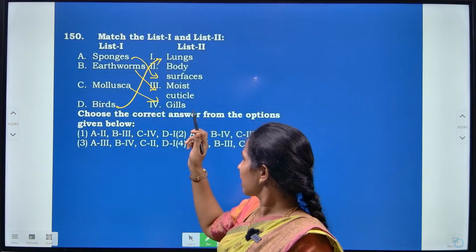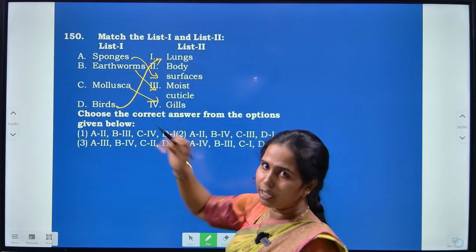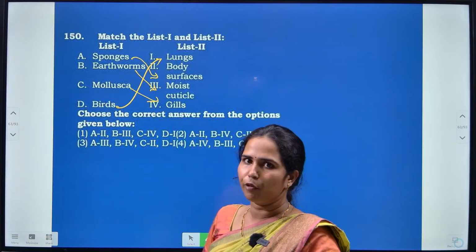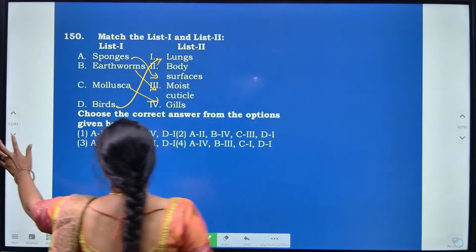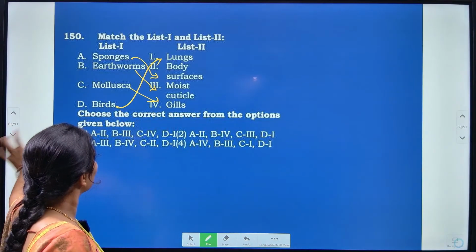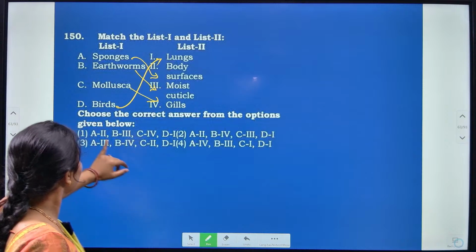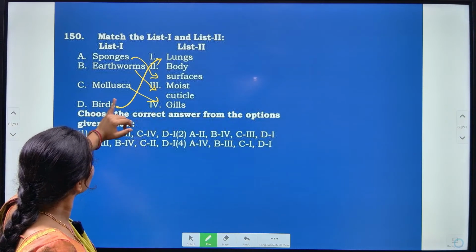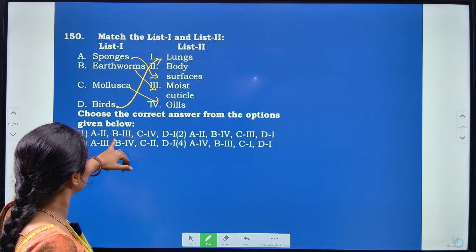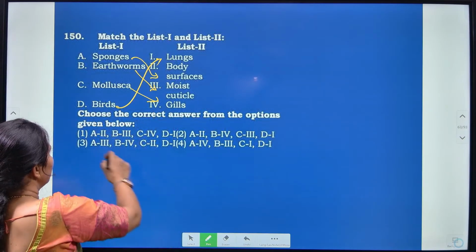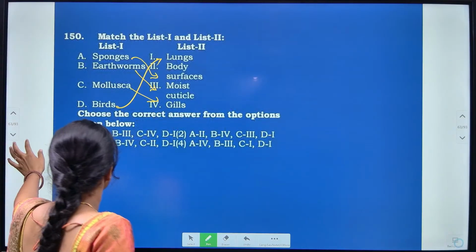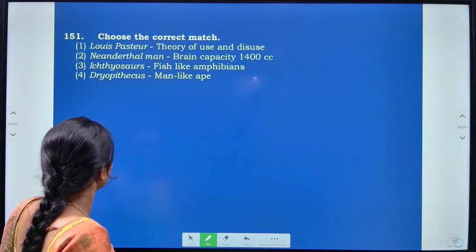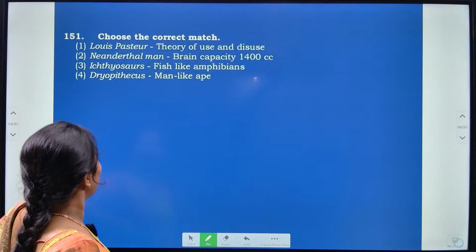So again it is a match the following. I have matched it. You can just select the option given below here, right? So which will be the right answer? Sponges will be body surface. A is 2, okay, and B is 3 here. I think this will be the right option. Option A will be the right option. Yes. Choose the correct match here.